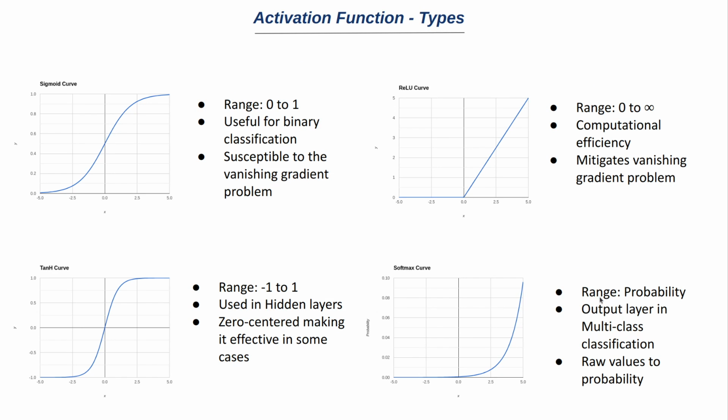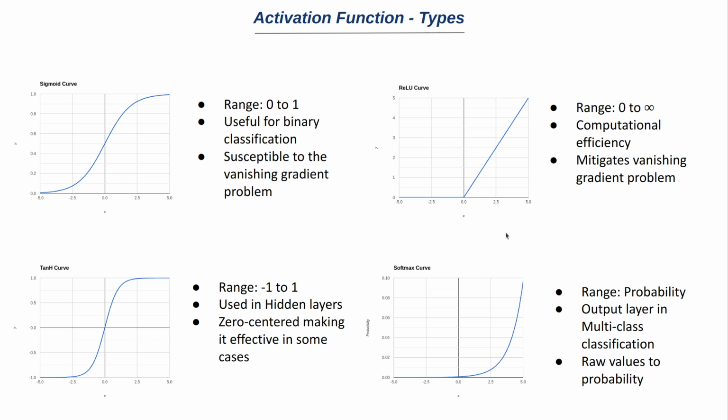So the range is going to be the probability, which is again between 0 to 1. It's mainly used in the output layer of multi-class classification problems. This would convert the raw values that you get from the weighted sum to a probability, right? This is about the softmax activation function. As I said, these are the widely used ones. So we may mainly use ReLU, sigmoid, and softmax: sigmoid in the output layer of your binary classification, ReLU mainly in the hidden layers, and softmax in the output layer of multi-class classification problems.